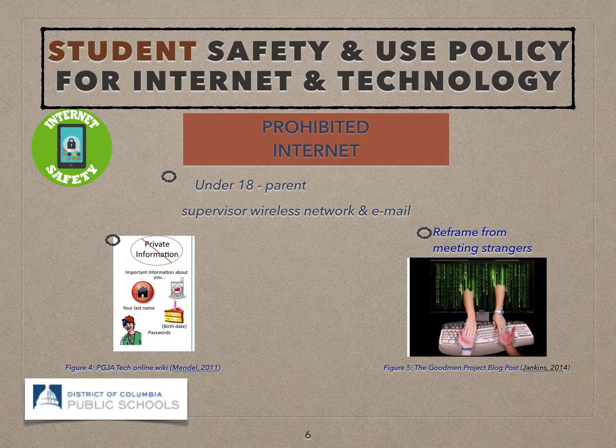The Student Safety and Use Policy for Internet and Technology addresses two areas. The first is prohibited internet use. Some of the key factors in this policy are that students under 18 should have parent supervision on any wireless network and email that relates to DCPS. It also talks about the private information of students being protected: their address, their name, their birthday, passwords, telephone numbers, anything that deals with the identity of a student. And lastly, it talks about it being prohibited for students to meet strangers that they have communicated with online.